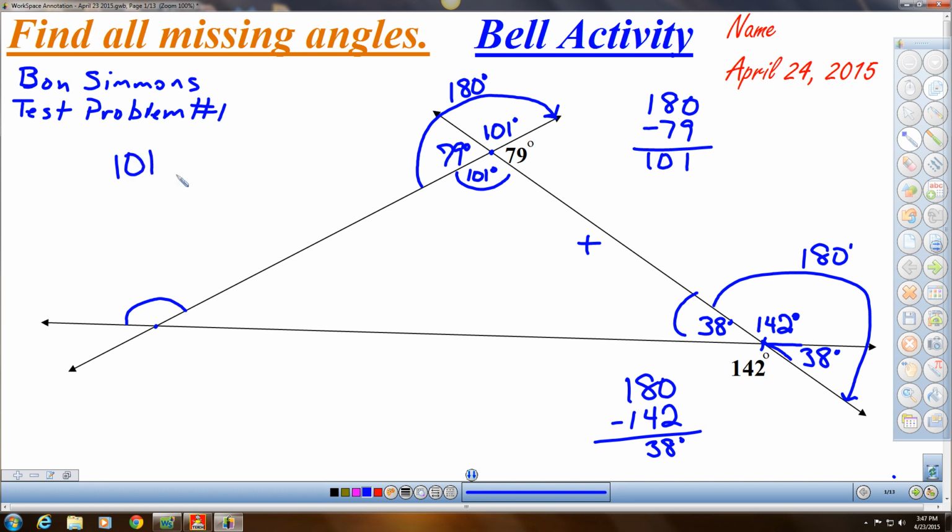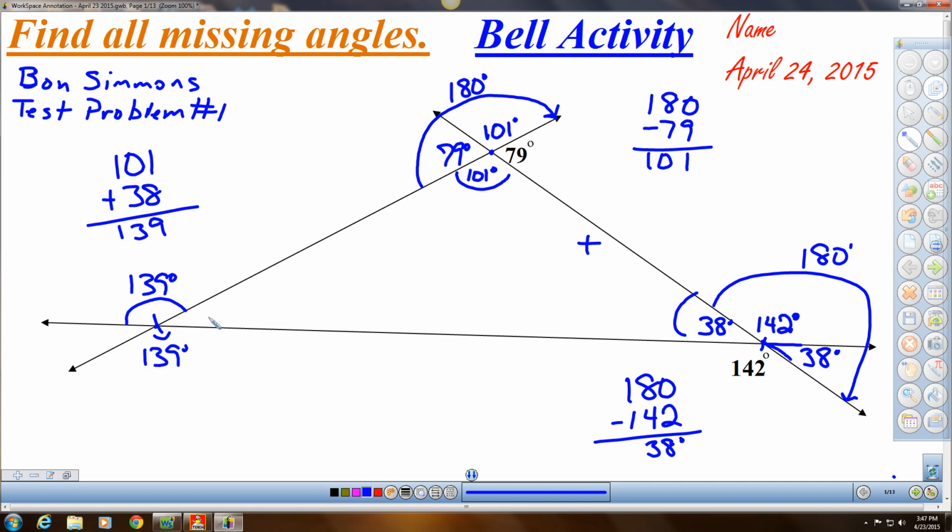So 101 plus 38, that makes 139. So that is this angle right here, 139 degrees. And the vertical angle is also 139 degrees.